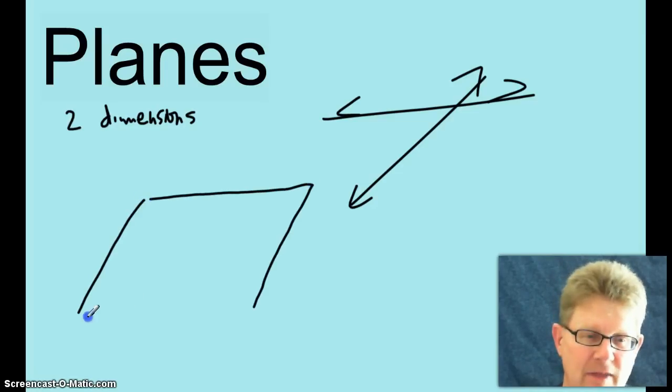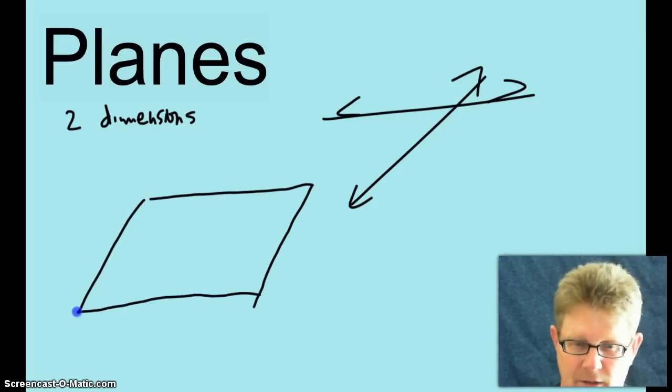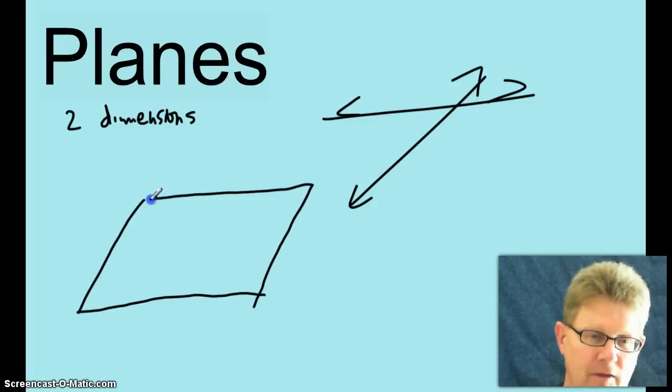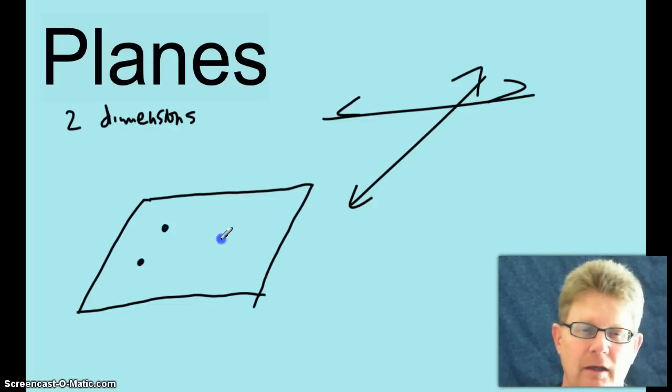How are we going to name that plane? Nice parallelogram, Mr. Manning. Well, thank you very much. By naming 3 points on the plane that are not all on the same line.